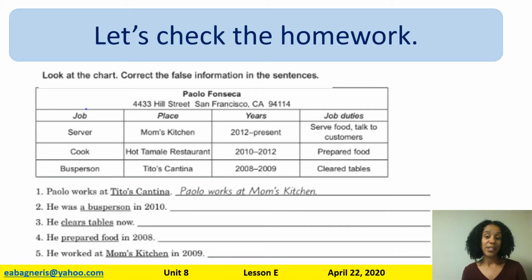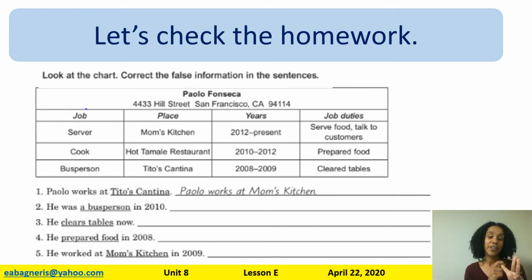Do you remember this homework assignment? It was at the end of Video 17. I gave you a chart, and you have to look at the chart and correct the false information in the sentences. This chart is Paulo Fonseca's work history, his employment history. Remember, employment means your work or your job. It shows that he's had 3 different jobs.